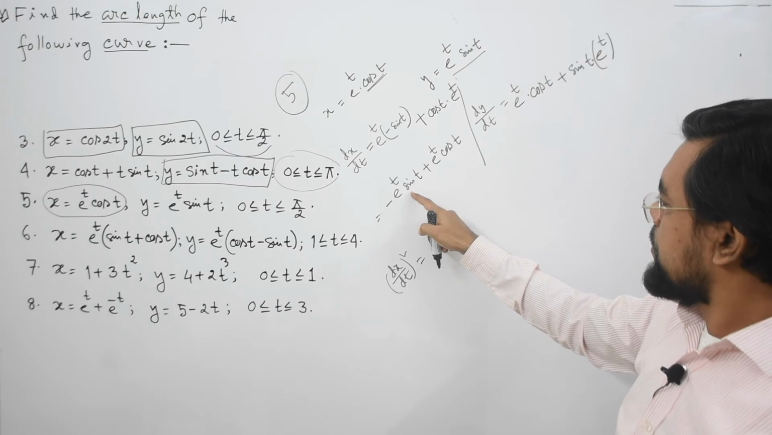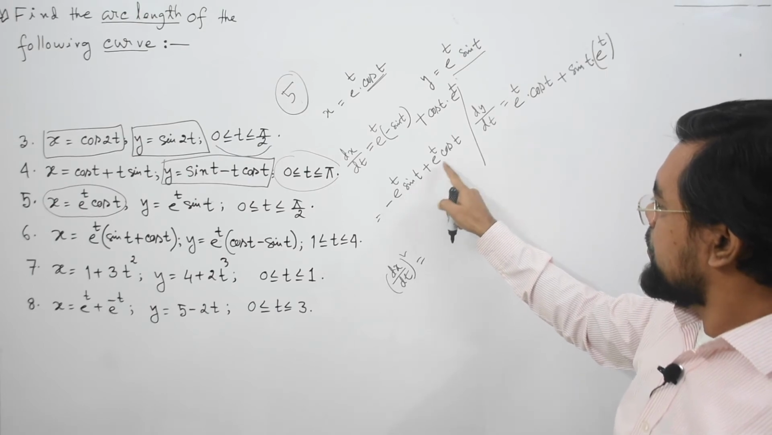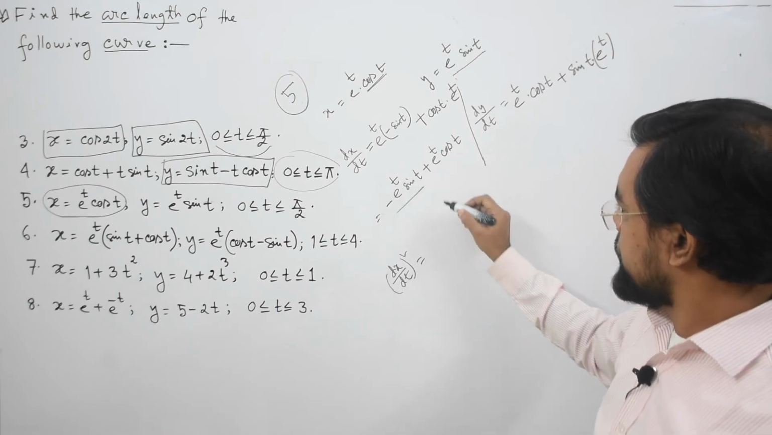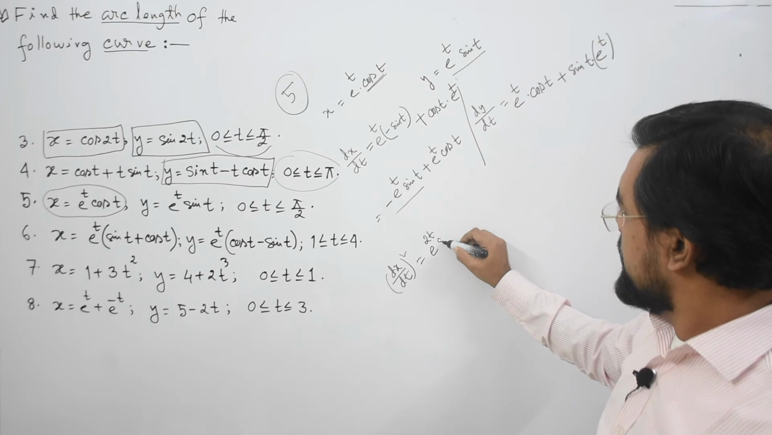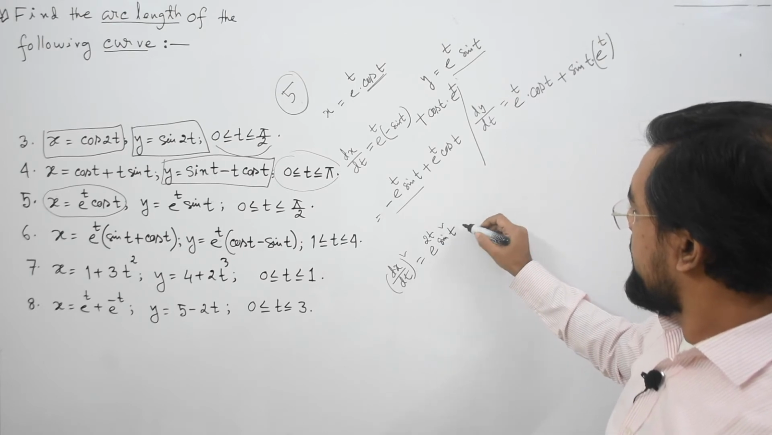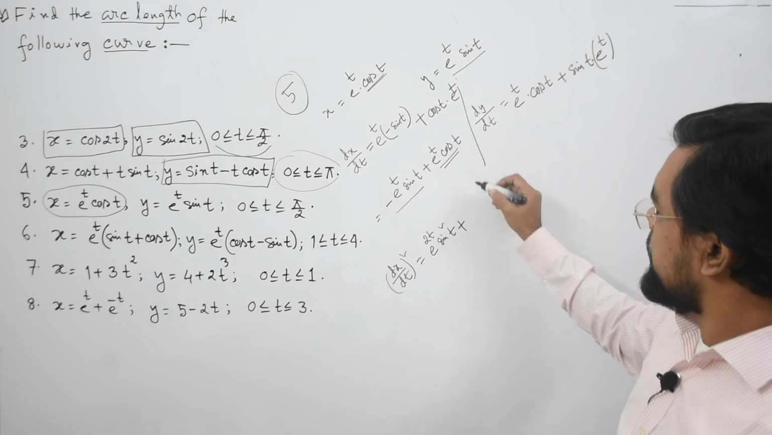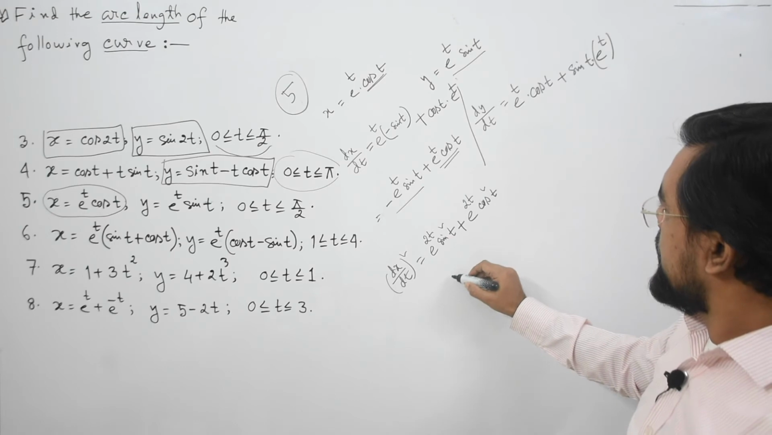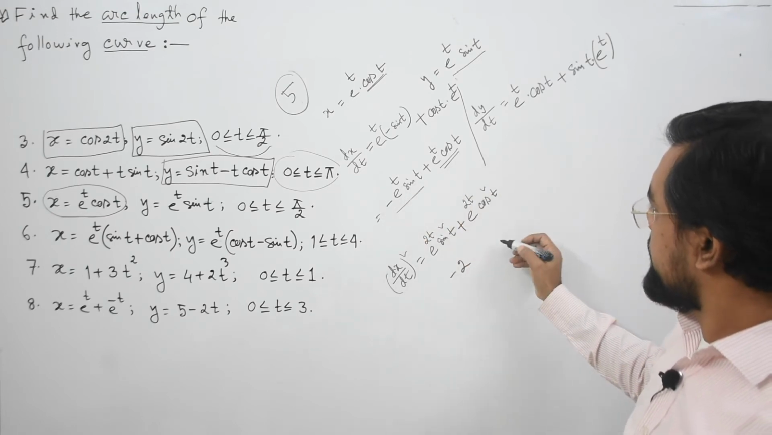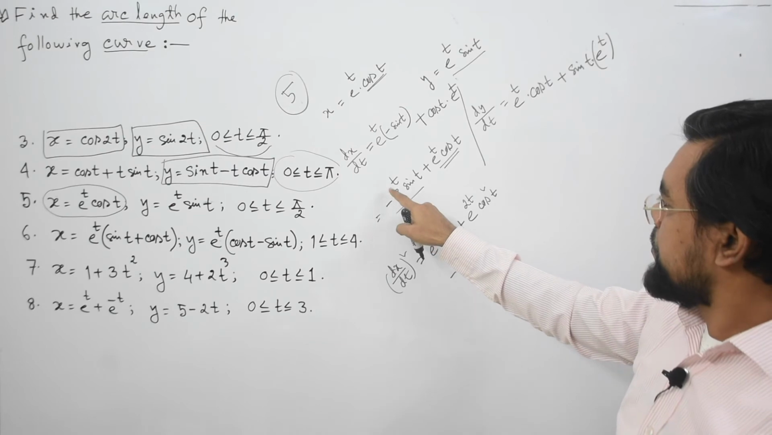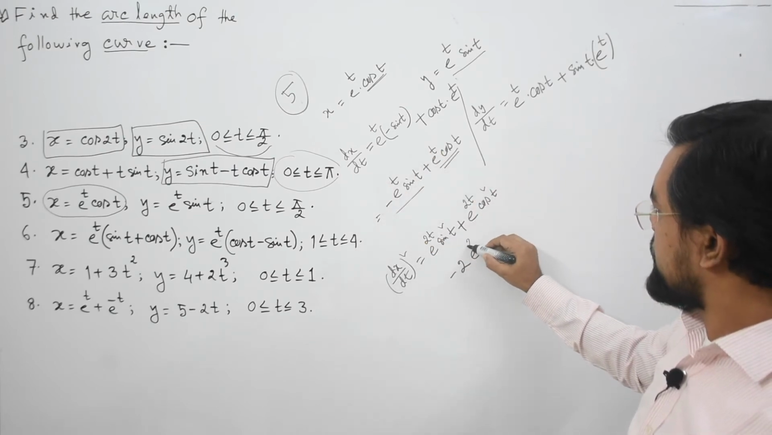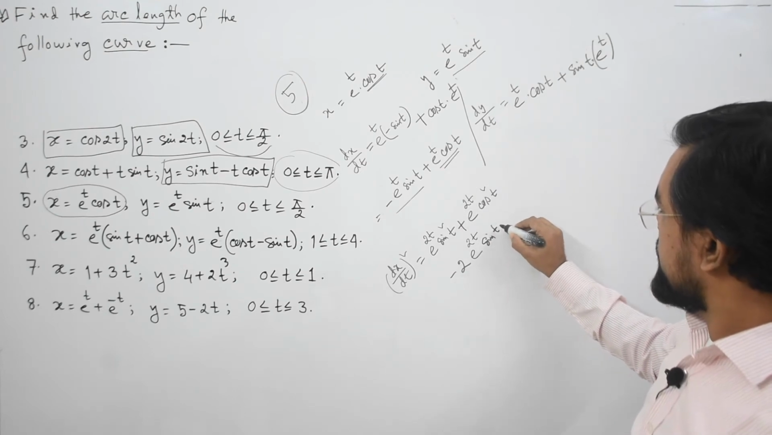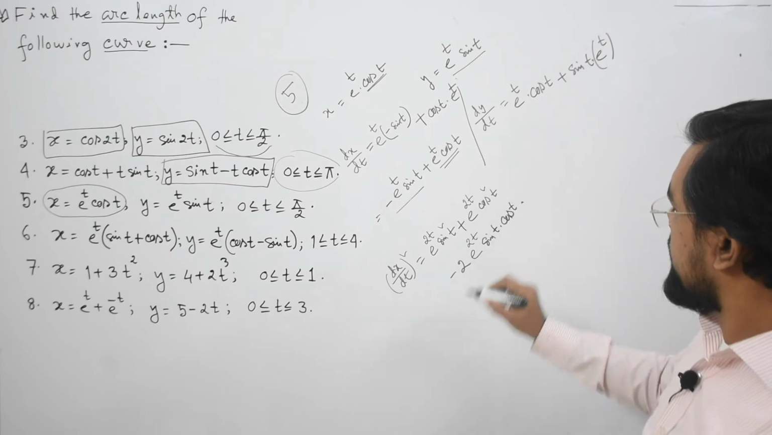(a plus b) whole square. So a square means the square of this term, which is e to the power 2t sin square t, plus the square of this term, e to the power 2t cosine square t, minus 2ab. So 2 e to the power t times e to the power t, which is e to the power 2t sin t times cosine t.